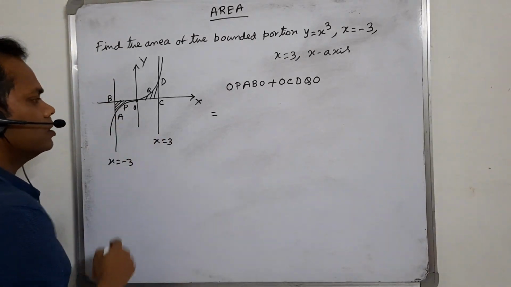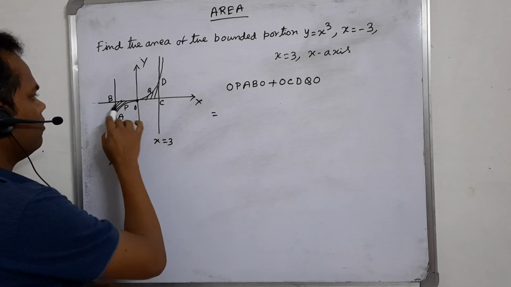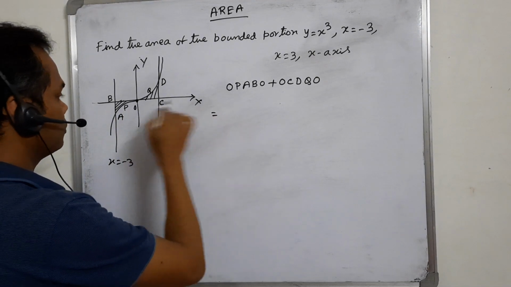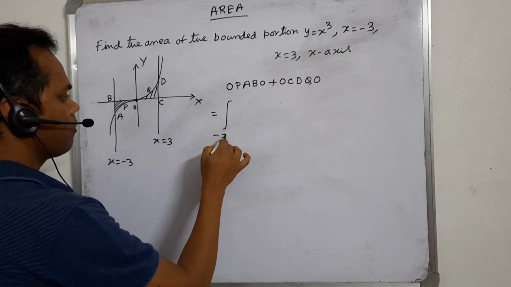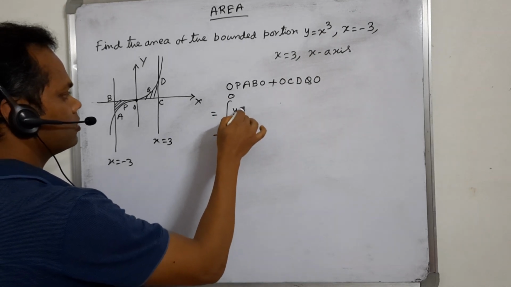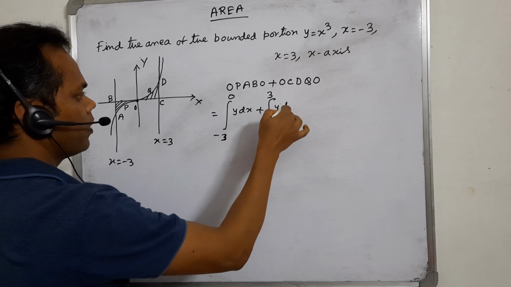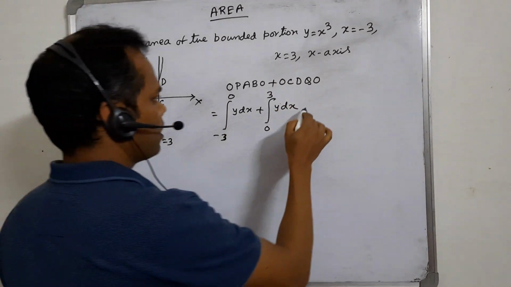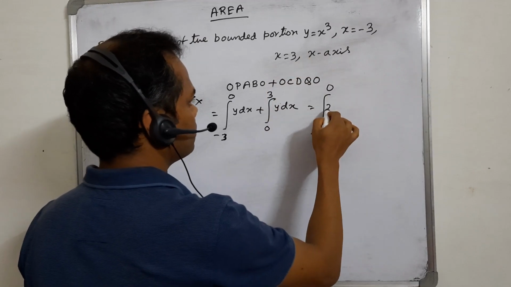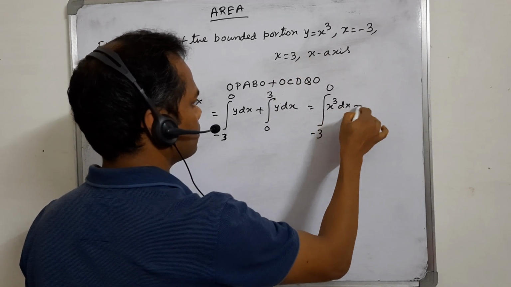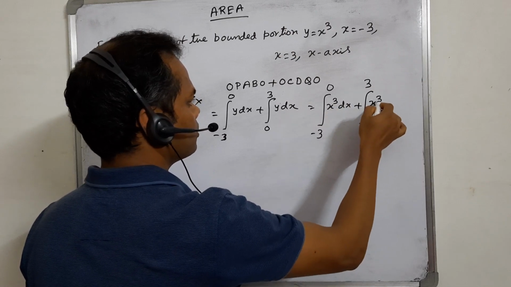So this one is also y dx. Why is this y dx? Because this one is the curve and the x-axis, so y dx. So integral from minus 3 to 0 of y dx and from 0 to 3 of y dx. From minus 3 to 0, y is x cube, so x cube dx, and from 0 to 3, x cube dx.